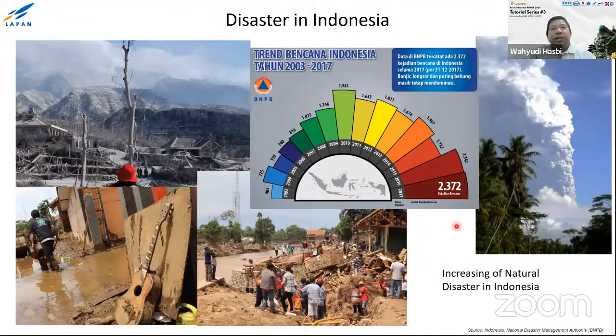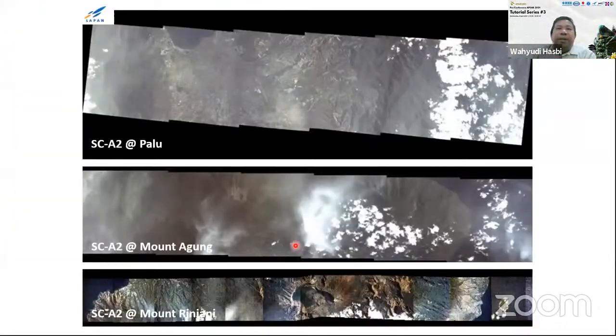As we know, Indonesia is a country with a lot of potential for natural disasters. There is an increasing number of natural disasters in Indonesia, and of course we have to make technology that we can use for mitigation, or so that we know what happens during a disaster. And this is an example of how we used our satellite to capture images during a disaster. For example, here during the tsunami in Palu in 2018, we can see the liquefaction that happened in this area.